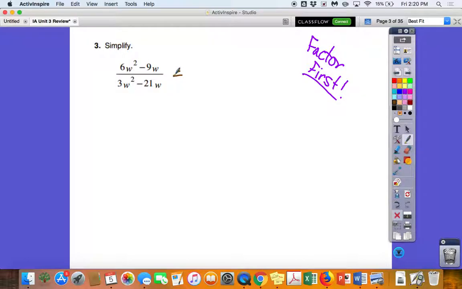If you look at the top, everybody's divisible by 3 and everybody has a W. So if you go through it and pull that out, 6 divided by 3 is 2. He had 2 W's, you took 1, so there's 1 left. And then 9 divided by 3 is 3, and you took his W. All right, in the bottom, everybody is divisible by 3, and once again, has a W. So 3 divided by 3 is just 1. You don't have to write that. He had 2 W's, and now you have 1 left. So 21 divided by 3 is 7. He had 1 W, and you took it.